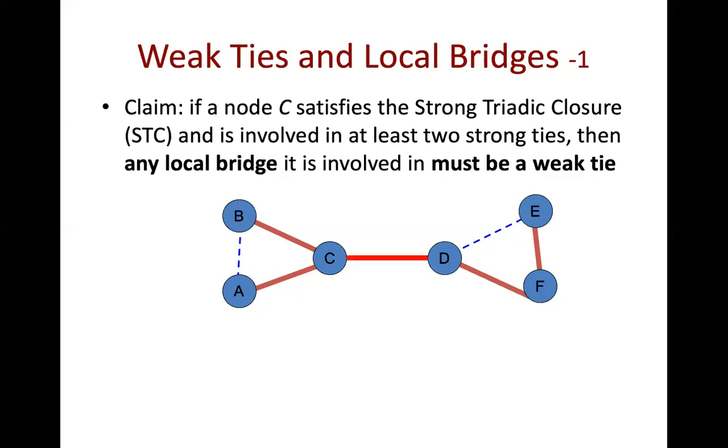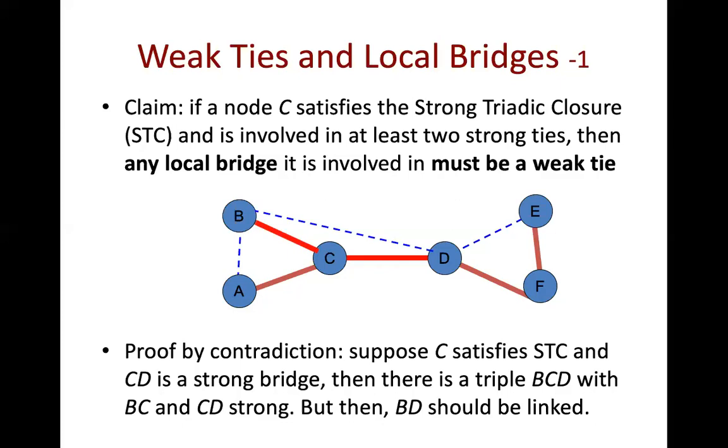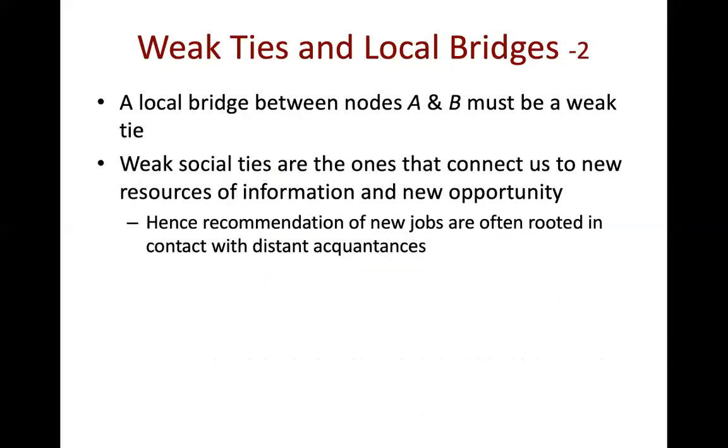This is the weak tie that we are discussing. We don't give a full proof in this lecture, but let me explain properly. Suppose C satisfies strong triadic closure and CD is a strong bridge. Then there is a triple B, C, D in which BC and CD are strong. But then B and D should be linked. So this is given by contradiction, and this is how it gets proved.